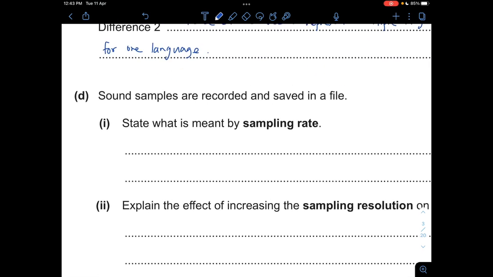Sound samples are recorded and saved in a file. So what is meant by sampling rate? Normally when we think of rate, we think of something per second. So here, sampling rate is the number of samples taken per second.